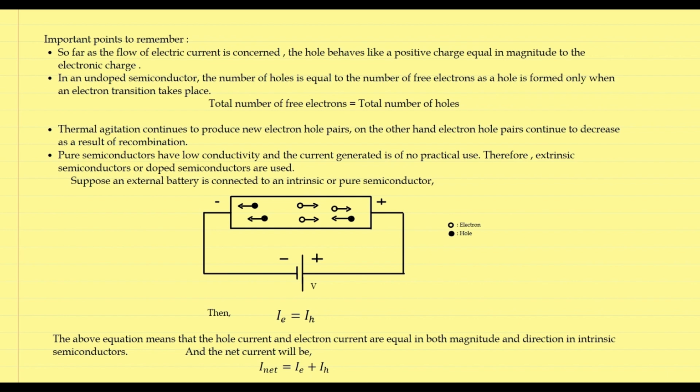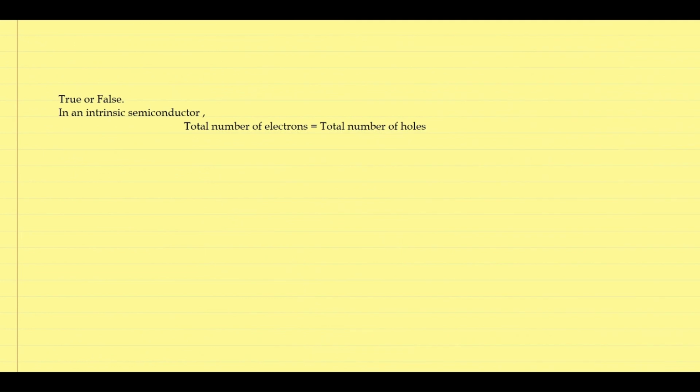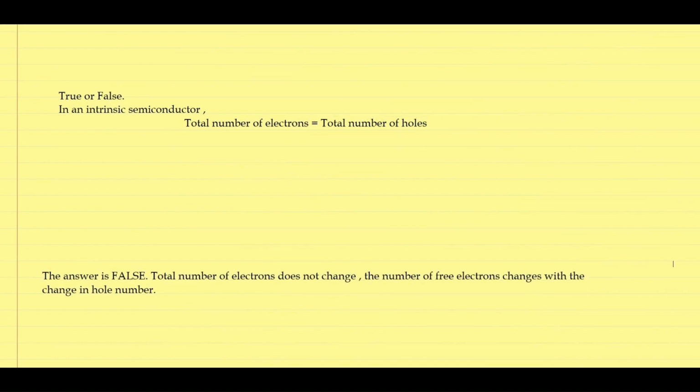Now, I have a simple question for you. In an intrinsic semiconductor, total number of holes are equal to total number of electrons. State whether the statement is true or false. The answer is false. Total number of electrons does not change. The number of free electrons changes with the change in hole number, but the total number of electrons remains constant.